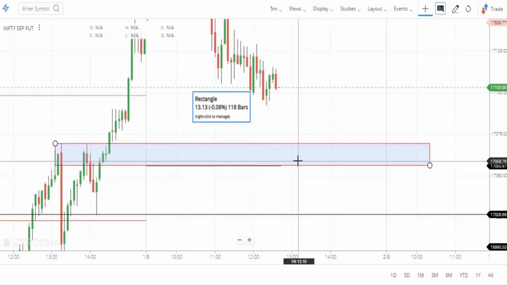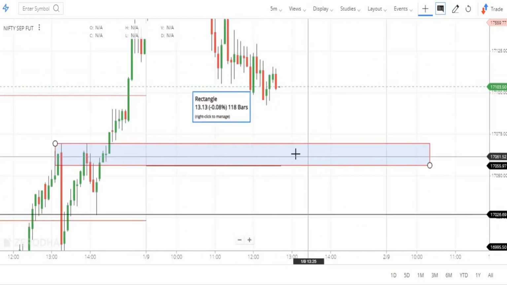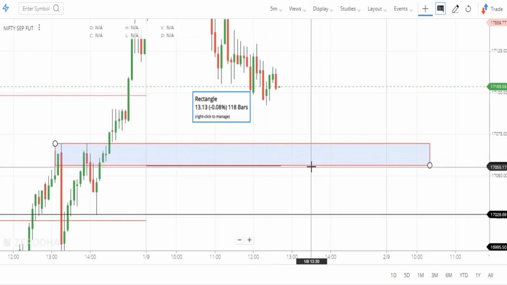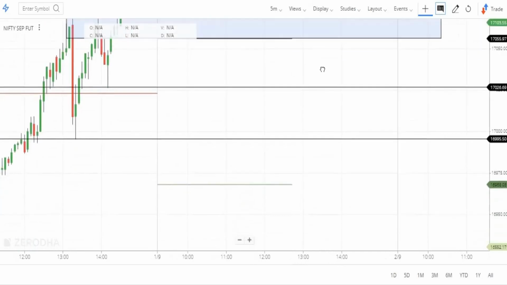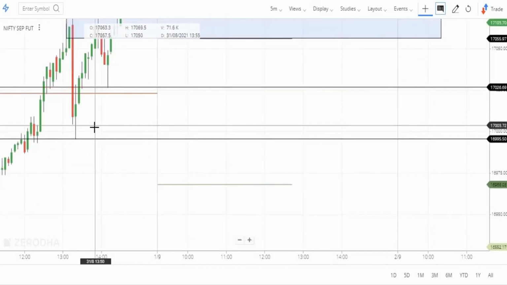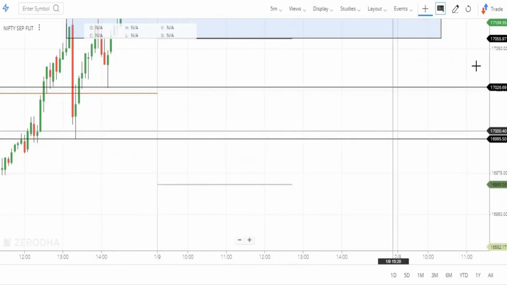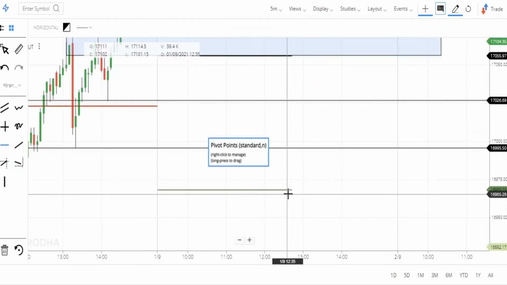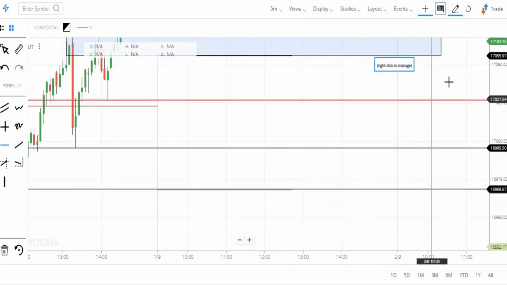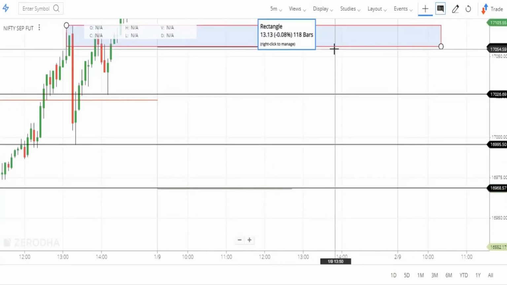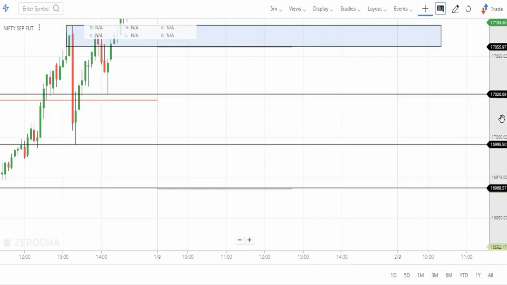So this is where the demand zone and the buying zone is. And if it breaks below this zone, the possible targets are this 1, 2, and then this. Let me mark it for you, this zone, because it is a support zone. So if it breaks this demand zone, 17,026, 16,995 and 16,968 are the possible targets.